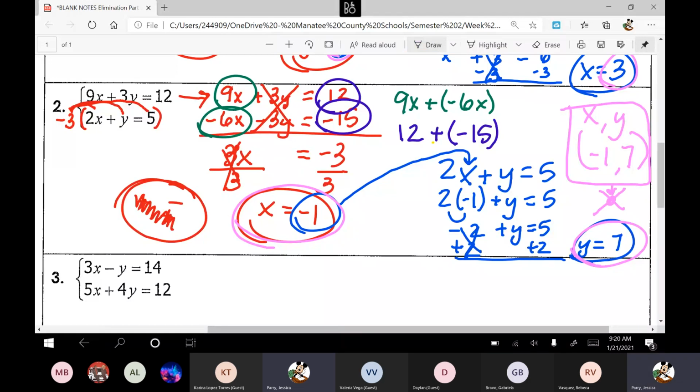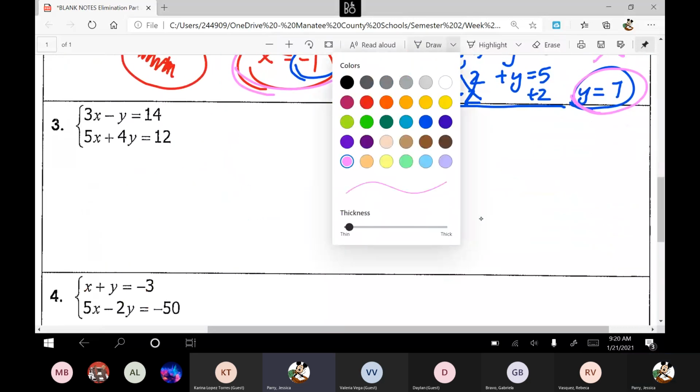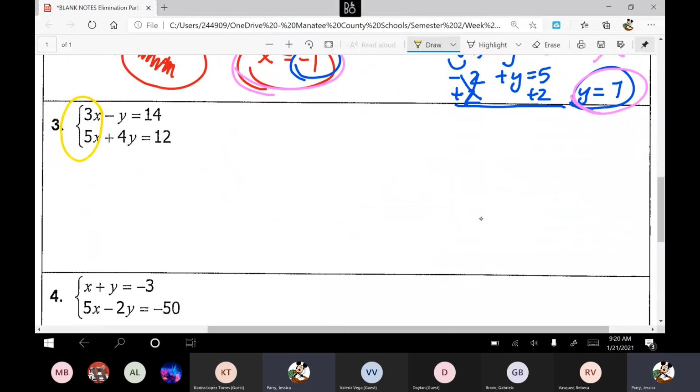Okay, let's go on to our next one, number 3. So we have our x's and our y's. Do we have any opposites here? Are the x's opposites? Are the y's opposites? Are there any opposites? Yes or no? Go ahead and write in the chat for me, please. And remember, opposite needs to have different signs and same numbers. And for both of these here, the x's and the y's, neither one of them are opposites.